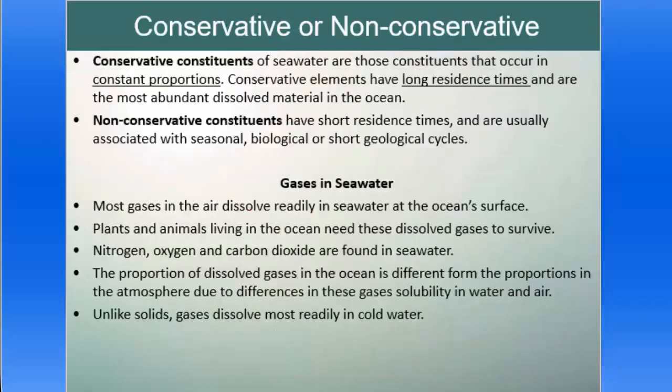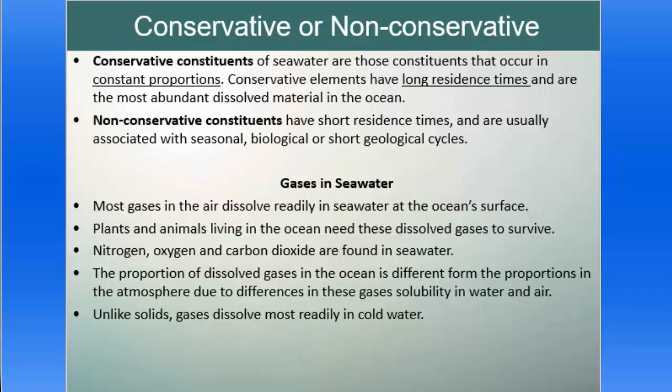All right, there are conservative constituents and non-conservative constituents. The conservative constituents of seawater are those that occur in constant proportions. Conservative elements have long residence times and are most abundant. Non-conservative constituents have short residence times and are usually associated with seasonal, biological, or short geologic cycles. So you might have a big algae bloom, and a big algae bloom is going to suck the oxygen out of the water, or cause other things to happen. So sometimes biological events, seasonal events, or short geologic cycles, like a lot of volcanism, may change those non-conservative constituents.